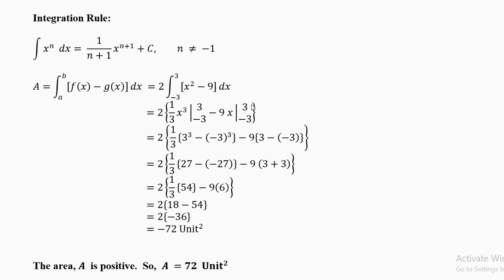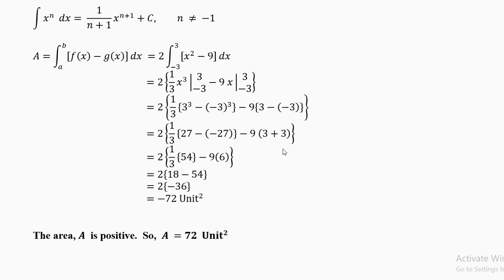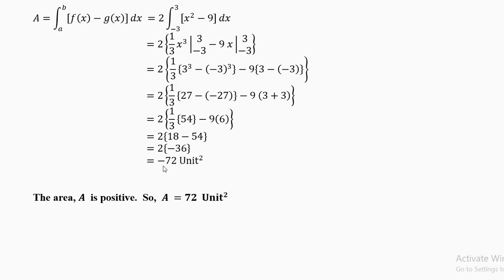Now let's look at the second one. Minus 9x going from minus 3 to plus 3, which is minus 9 bracket 3 minus minus 3, which is 3 plus 3 equal to 6. 9 into 6 is 54. You have 18 minus 54 in bracket, which is minus 36. 2 into minus 36 is minus 72. Now your integral is negative and the area is positive, so remove the minus sign and your area is plus 72 units square.